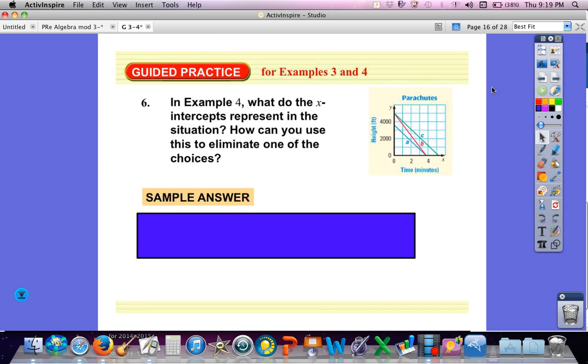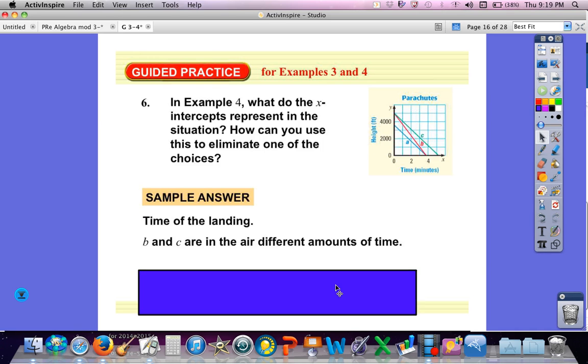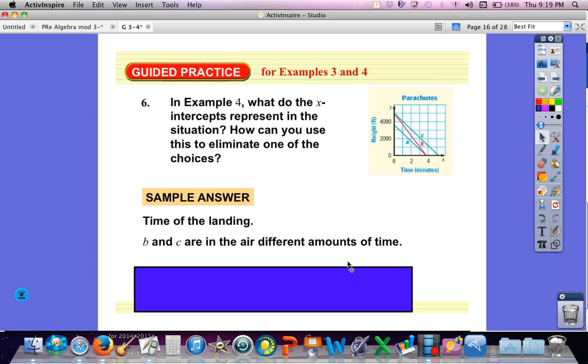Okay, in example 4, what do the x-intercepts represent in the situation? How can you use this to eliminate one of the choices? So they represent the time of landing. So you would have known right away that A and B were open for less time than C, because C was open longer. It's right there on the graph.